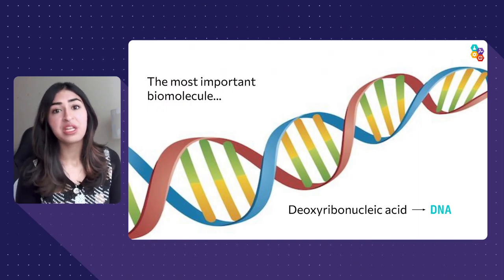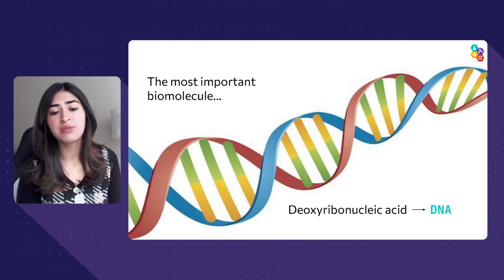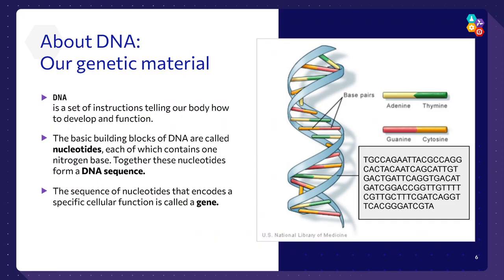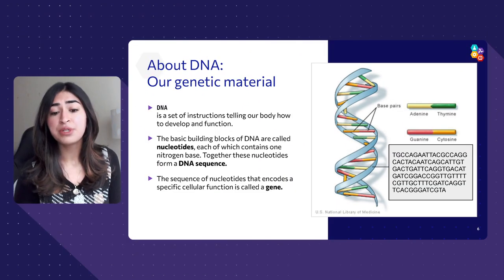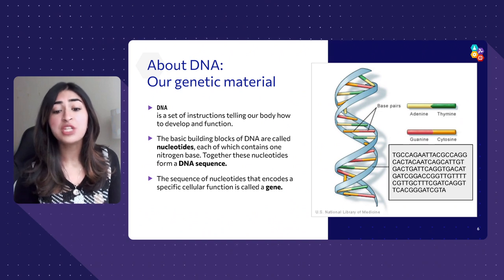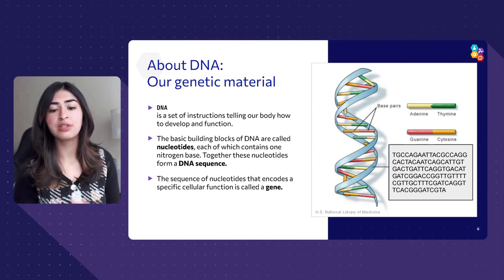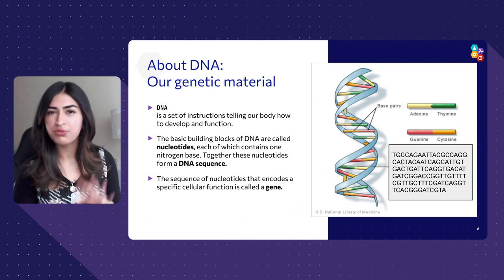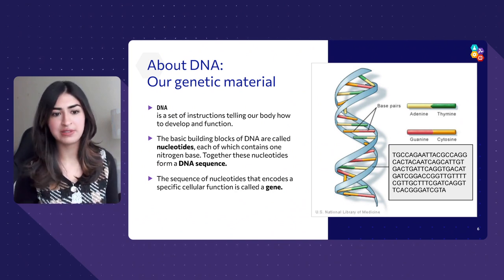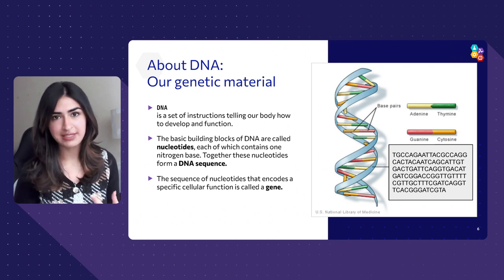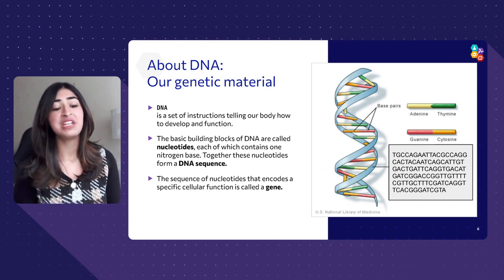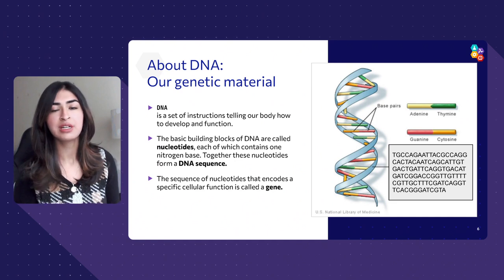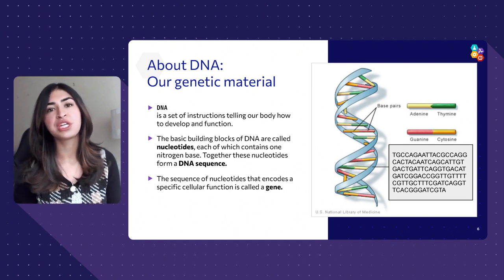But what are some of these biomolecules, and how do they help us study and improve human health? Well, the most important biomolecule, which I'm sure many of you have heard of in your classrooms, is deoxyribonucleic acid, or DNA. DNA is a set of instructions for our body on how to develop and function. The basic building blocks of DNA are called nucleotides. Each one contains 1 nitrogen base, and together, these nucleotides form a DNA sequence. There are 4 nucleotides that make up every DNA sequence: adenine, thymine, guanine, and cytosine, A, T, C, G. And together, they can create this long string of genes that encode a particular function.